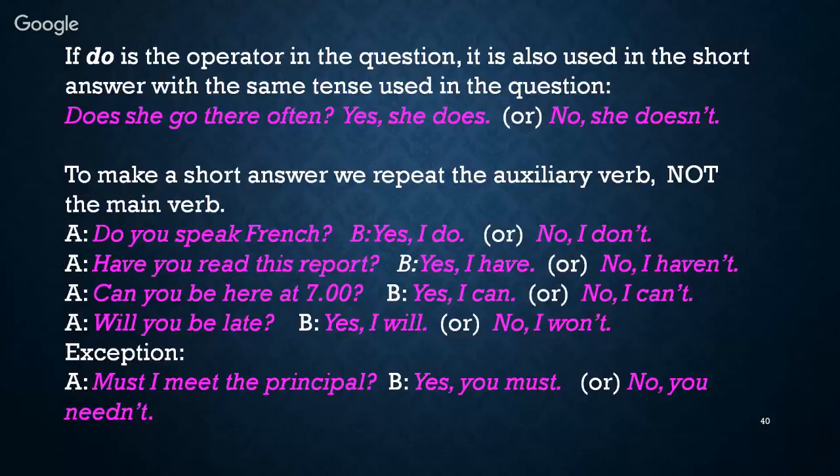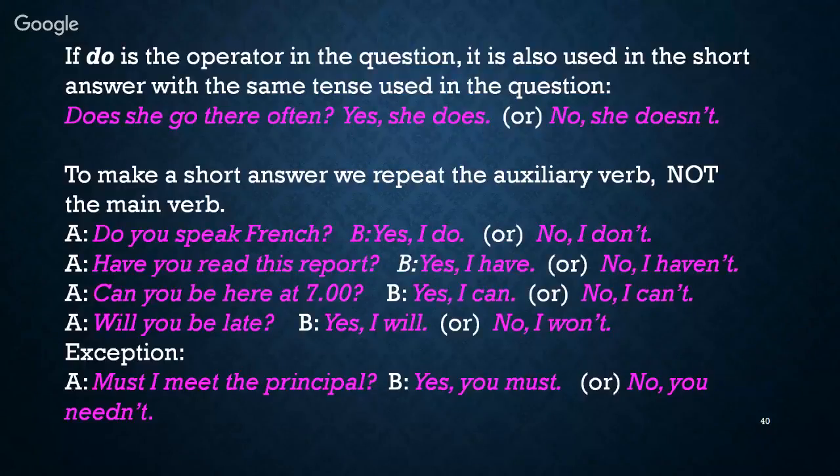To make a short answer, we repeat the auxiliary verb, not the main verb. Please remember, only the auxiliary verb is repeated, not the main verb. Do you speak French? Yes, I do. No, I don't. Have you read this report? Yes, I have. No, I haven't. Can you be here at 7? Yes, I can. No, I can't. Will you be late? Yes, I will.